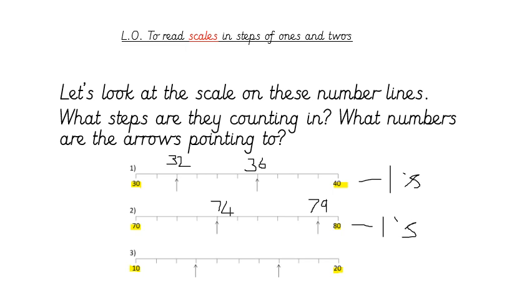So first of all, let's work out what the scale goes up in. So let's try ones. So 11, 12, 13, 14, 15, 16, 17, 18, 19, 20. So this one also goes up in ones, which is good. So now we can work out what this arrow is. So let's start from the beginning.